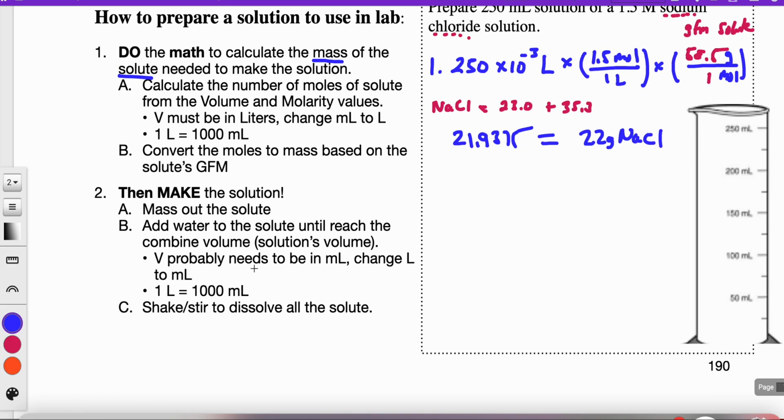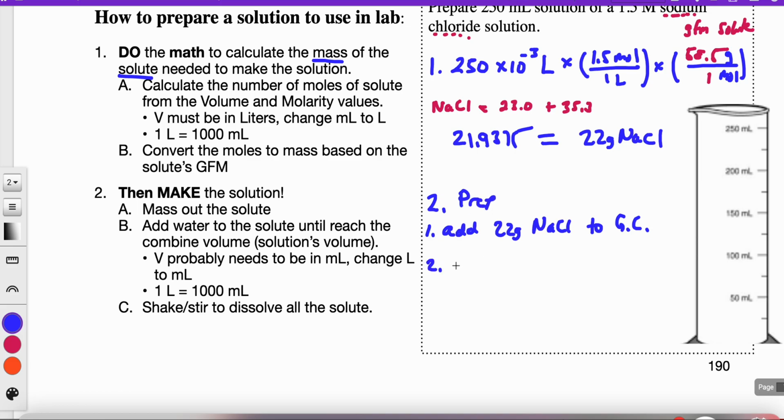Okay, step 2 is now I'm going to actually make the solution. So step 2, no more calculator. I get a graduated cylinder. I carefully mass out 22 grams of NaCl, and I add the 22 grams of NaCl to my graduated cylinder. That would be step 1 in the prep.